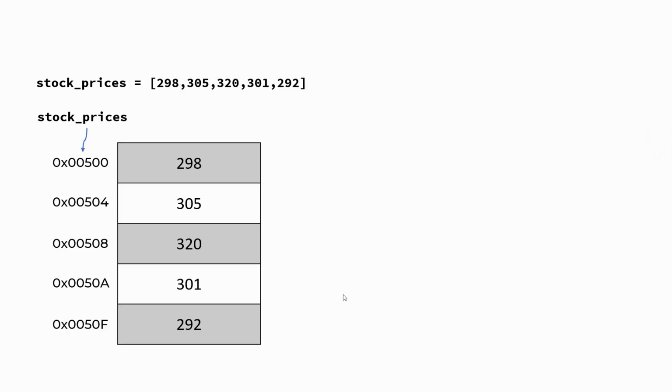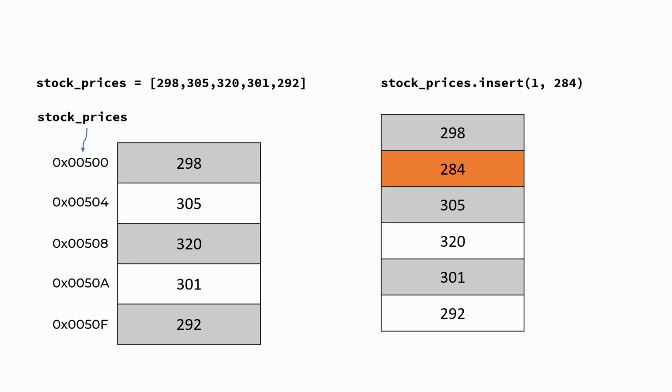To understand linked list, we first need to look into array because there are some issues with arrays that linked list tries to solve. Here I have an array of stock prices, and this is a memory layout of those stock prices. Basically, there are 5 elements in this array. If you want to insert an element 284 at location number 1, it will insert 284 at location number 1 and it will swap all the elements, right? So it will copy 305 from location number 1 to 2, 320 from 2 to 3, and so on. So the array insertion complexity is order of n.